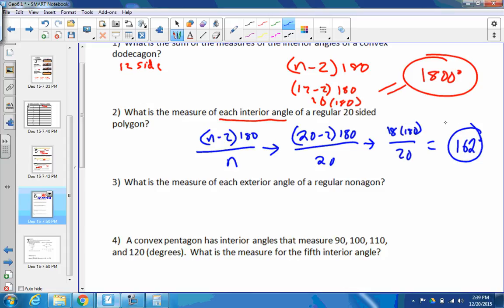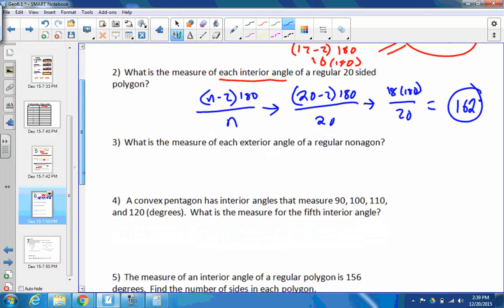Because the more sides you get, the more the angles almost look like they're just going to be straight angles. The more it looks like a circle, so it's going to be rounded like that. They're getting closer to 180. They will never be over 180 if it is convex, and regular ones are convex.